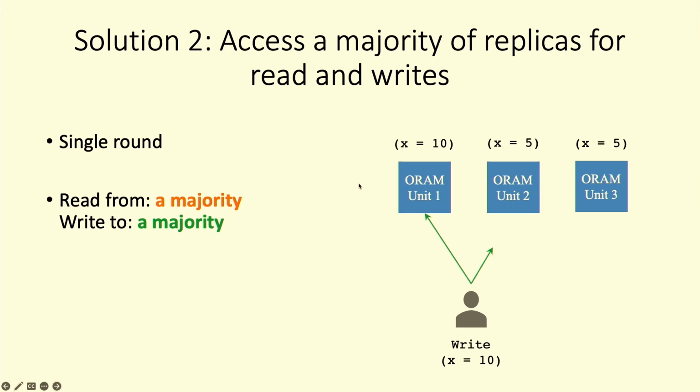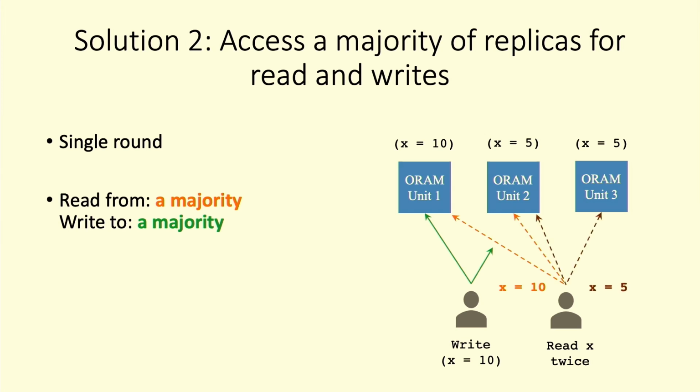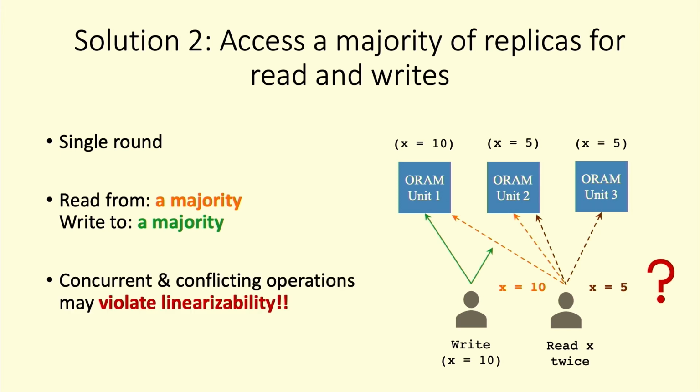Now, at this precise point, another client performs 2 consecutive reads. First, from units 1 and 2, it learns the value of X to be 10. Next, it reads from units 2 and 3 and learns the value of X to be 5. So what is the value of X? From this client's perspective, the read and write operations are non-linearizable.